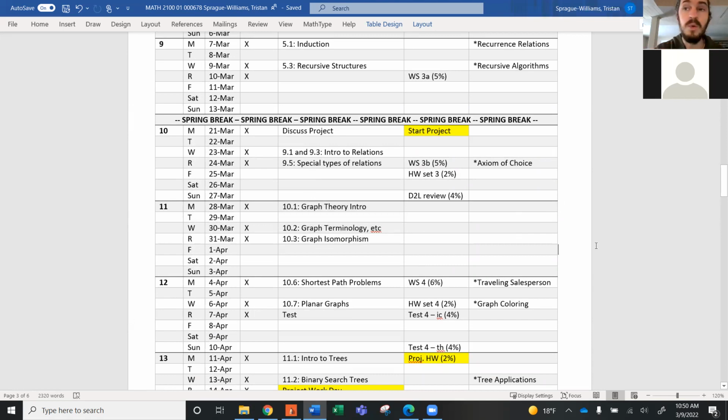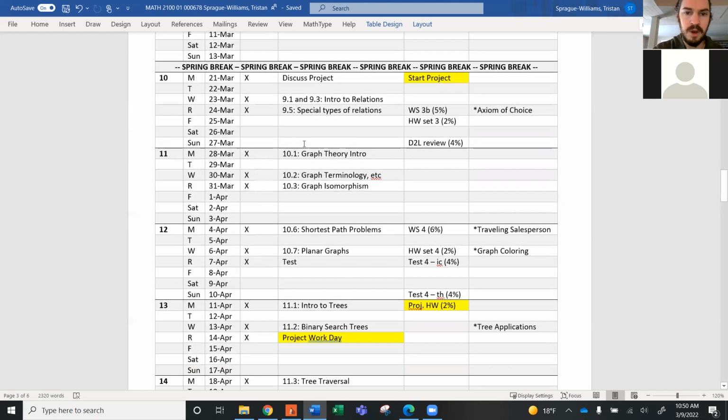Graphs, also called networks, are a very important topic for computer programmers because it's one of the fundamental types of data structures, that and trees, which are basically a special type of graph. So chapter 10 is graphs, chapter 11 is trees. There's some cool topics you can do in here.